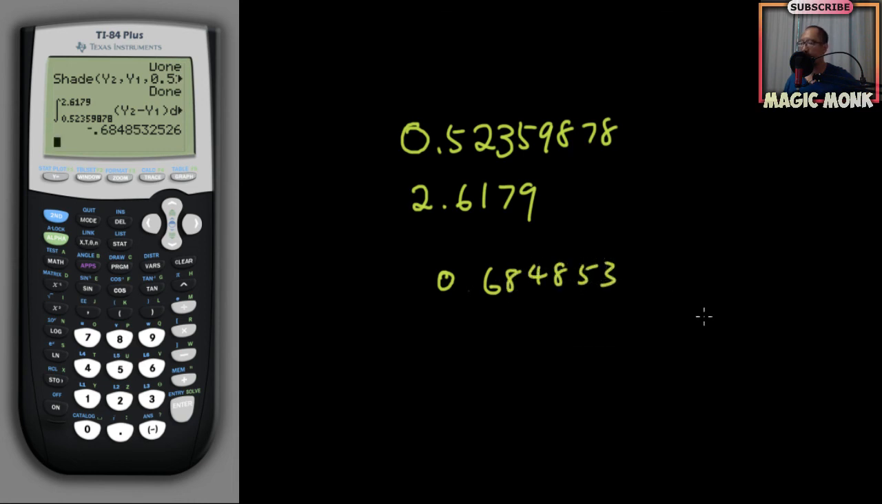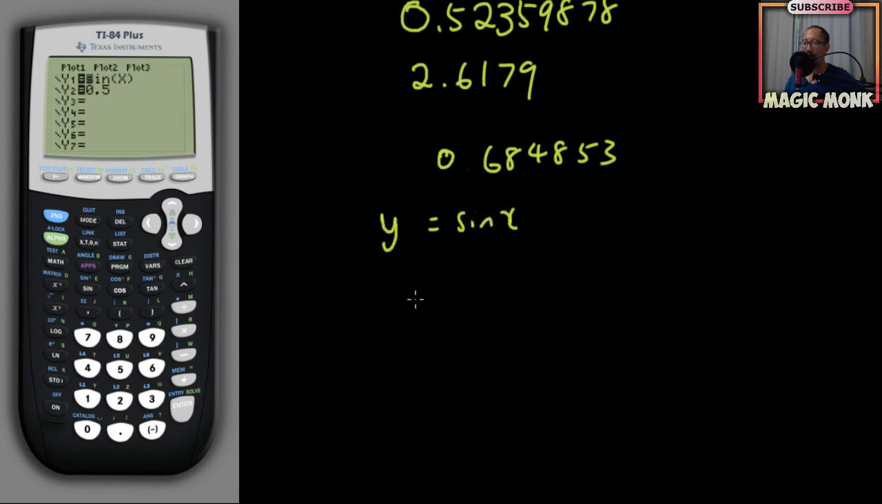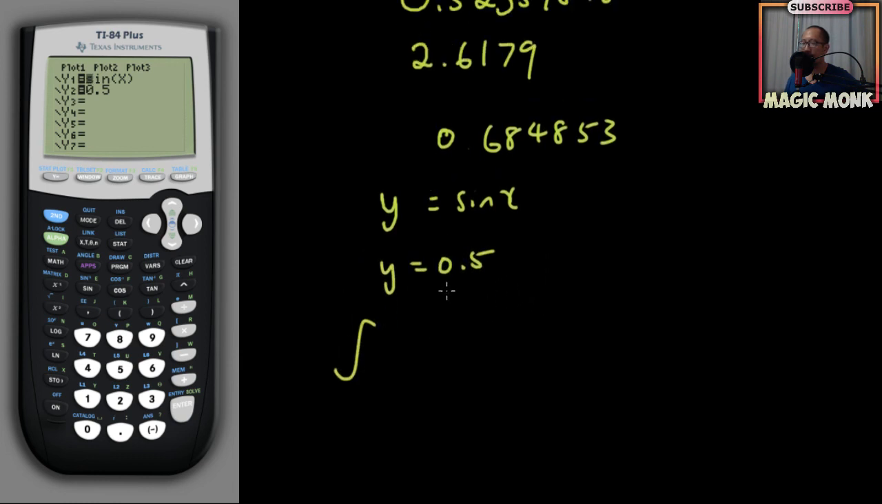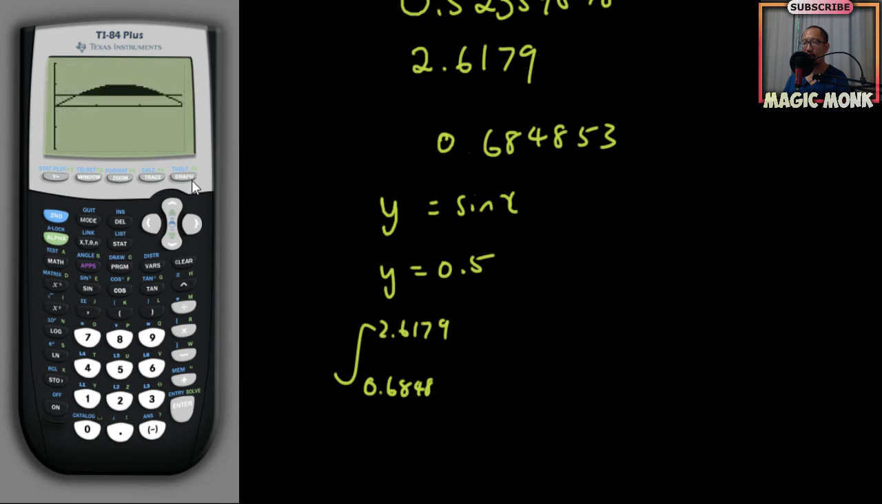Now just to make sure it's right, because I don't want to leave it up to chance, what were our two equations? We got y is sine x, y is 0.5. So to find the area between 0.6848 and 2.6179, you go one equation minus the other. Which line was on top? Oh, the sine curve was on top. So let's go sine x minus 0.5.